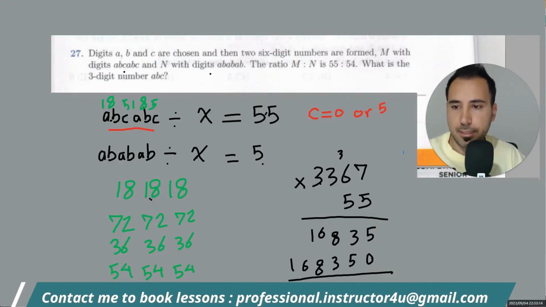And ABC, now we want the value of ABC. It's going to be 185. So maybe there are better ways. I think there are better ways than the way I did it.